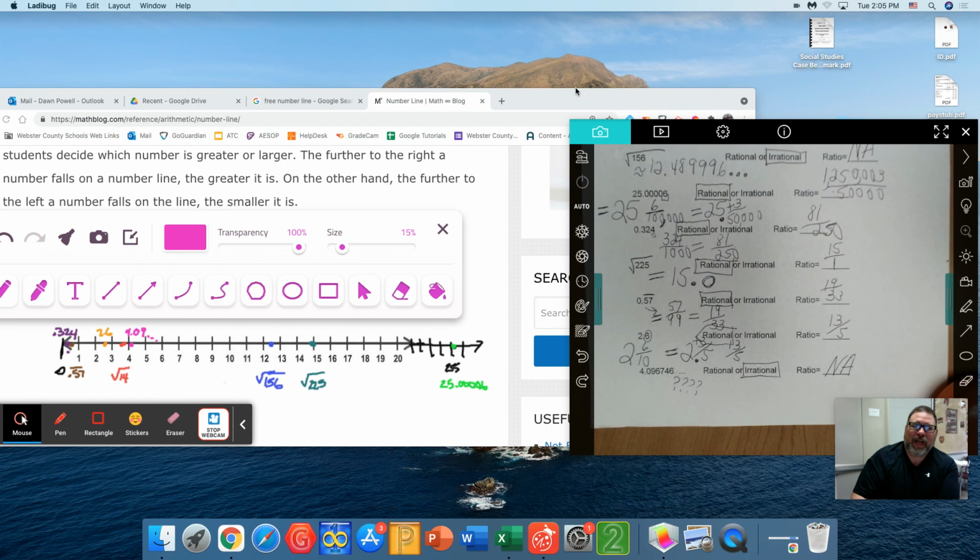A vinculum. Okay, so that is how you order rational and irrational numbers on a number line. And hopefully you guys have that down and we will be reviewing it in class.